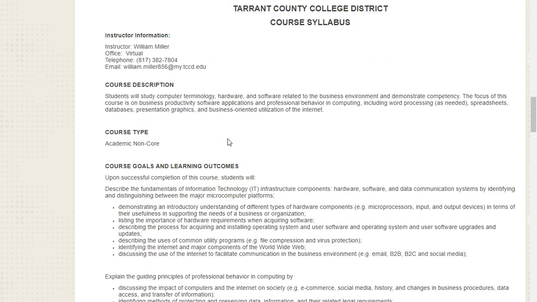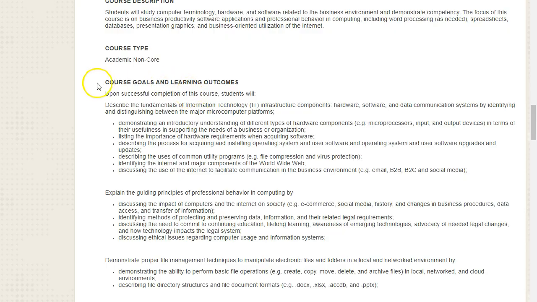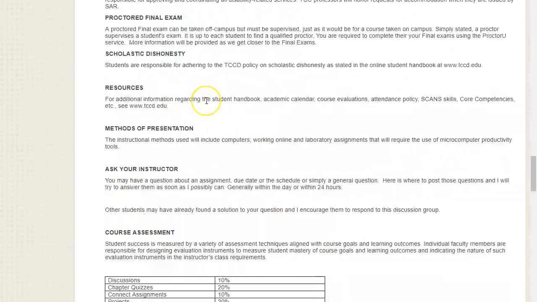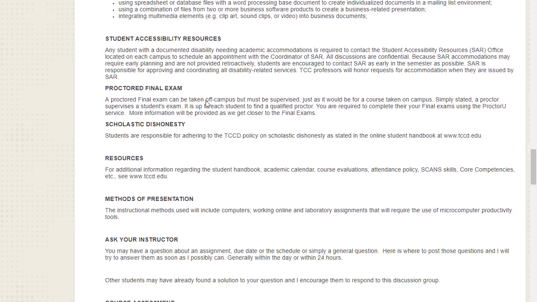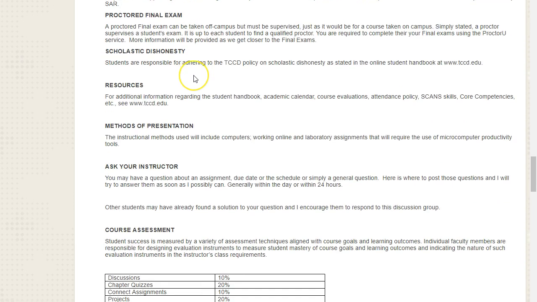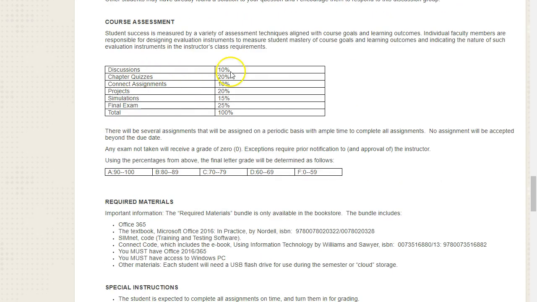And here's the syllabus. Now, this is something that I wrote. The course learning outcomes are here again. I don't know why that's there, but that's okay. We're just going to skip past that. Student accessibility, just go through here and read these. This is important to pay attention to, just what everything's going to be worth. For instance, you will be doing discussions every week. They're worth 10%. The chapter quizzes are worth 20%, and so forth and so on.